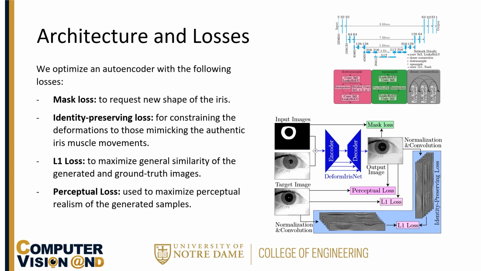muscle movements. We have the L1 loss that maximizes general similarity, and we have the perceptual loss that maximizes the perceptual similarity between these two images. To be specific, we utilize the learned perceptual image patch similarity, LPIPS.